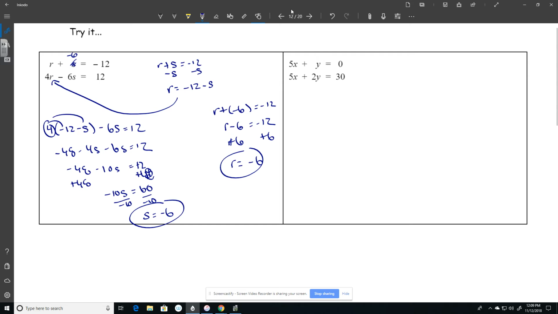Go ahead, try this last one on your own. Pause the video, take a couple minutes and try to solve for one of the variables, plug it in, and see if you can come up with the other one.